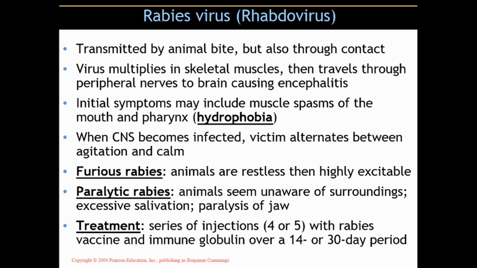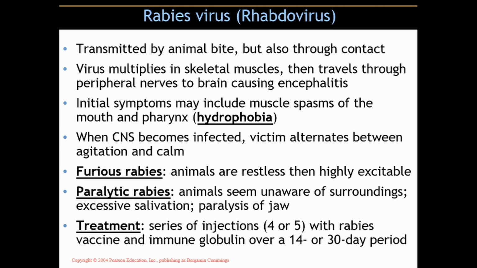So rabies needs to be dealt with swiftly and with much fervor because it's 100% fatal. Initial symptoms may include muscle spasms of the mouth and pharynx, and that's called hydrophobia. Not necessarily that you have a fear of water, but that you have a fear of swallowing, or you can't swallow, and so you have these spasms within that region, in the mouth and the pharynx. It's because you can't swallow, not that you really have a fear of it. It's not like a psychosis, but it's because of these muscle spasms.